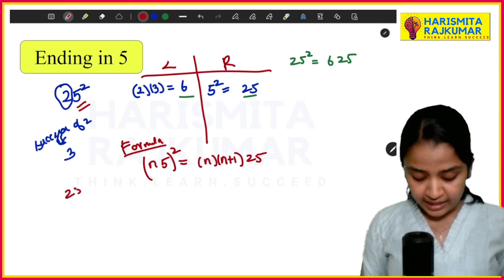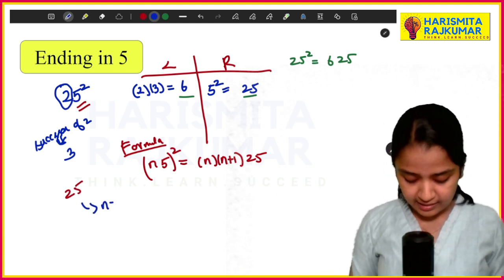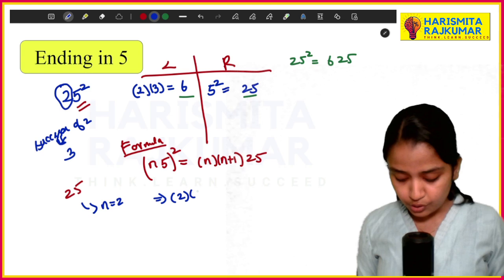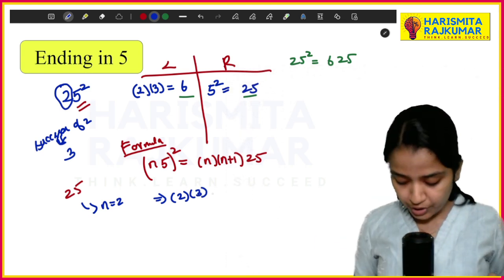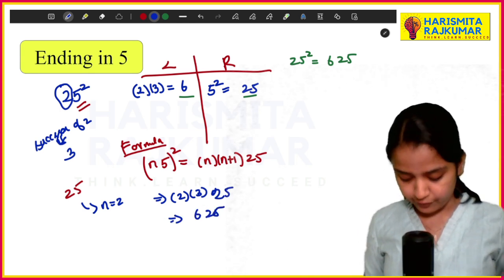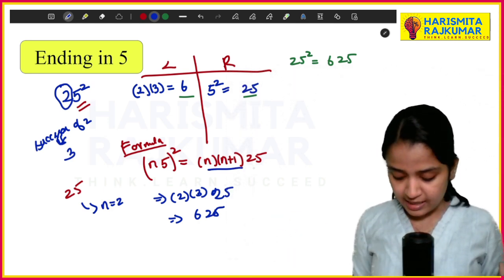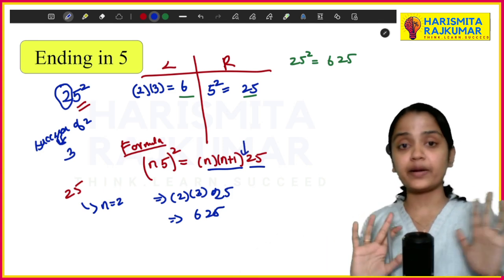Whereas here in 25, what is my n? My n is nothing but 2. So how can I write it? It is 2 into 3, and I have to write it as such. So 2 into 3, then 25, which is nothing but 625. This is your answer, right? So this is separate and this is separate. Don't multiply these two.